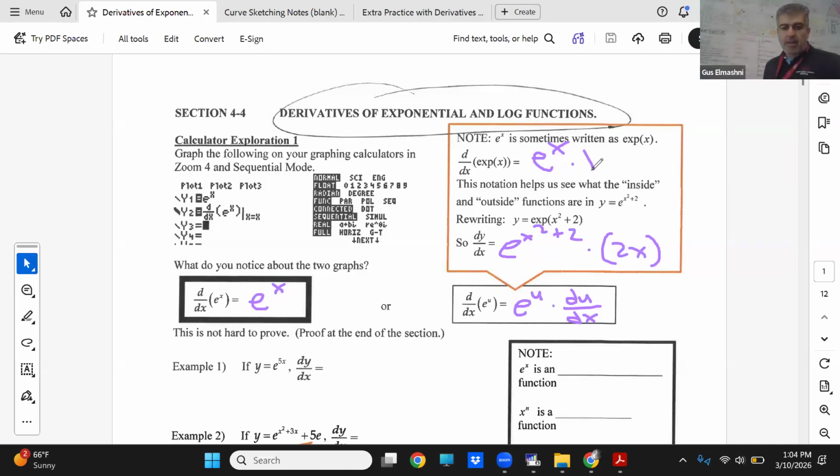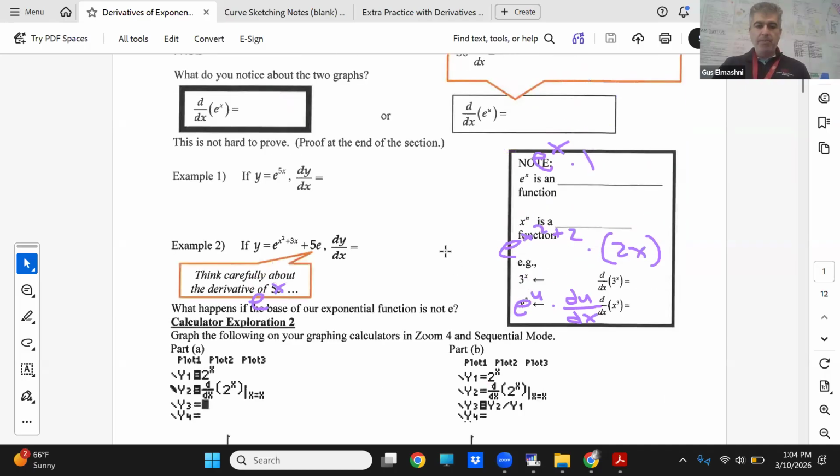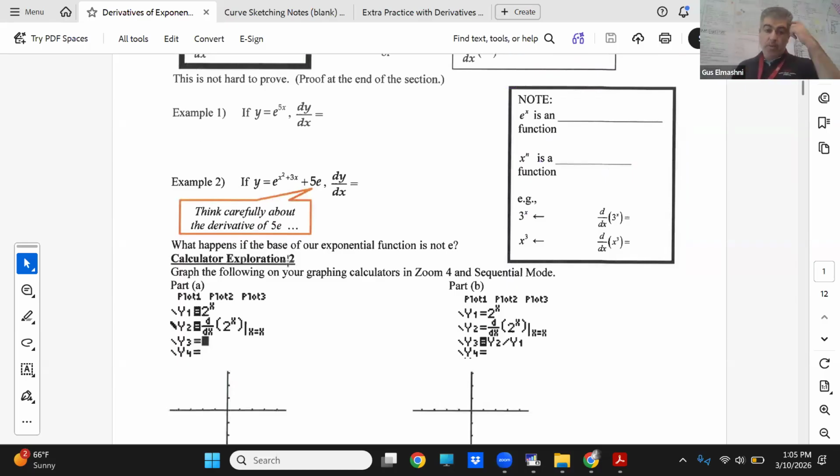So let's try these problems. Go and try examples 1 and 2, then we'll do a little summary, and then another explanation after that. Go and do this really quick. Number 1 is a chain rule, and 2 is also a chain rule.